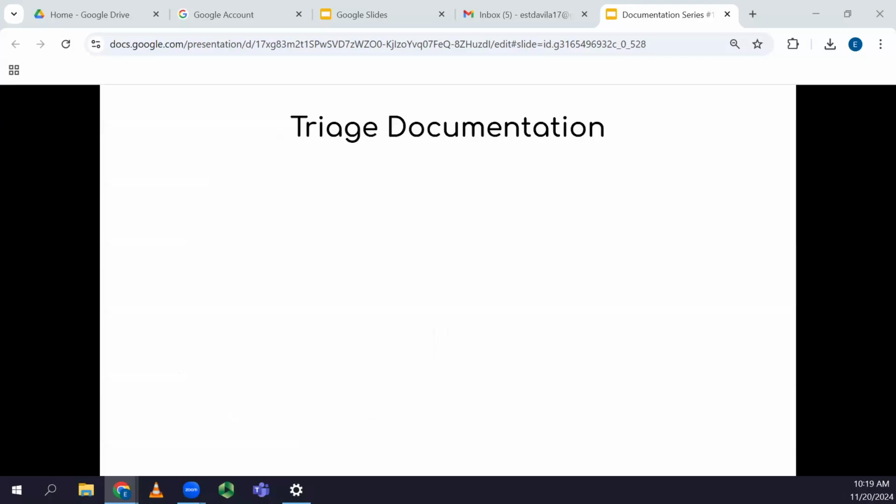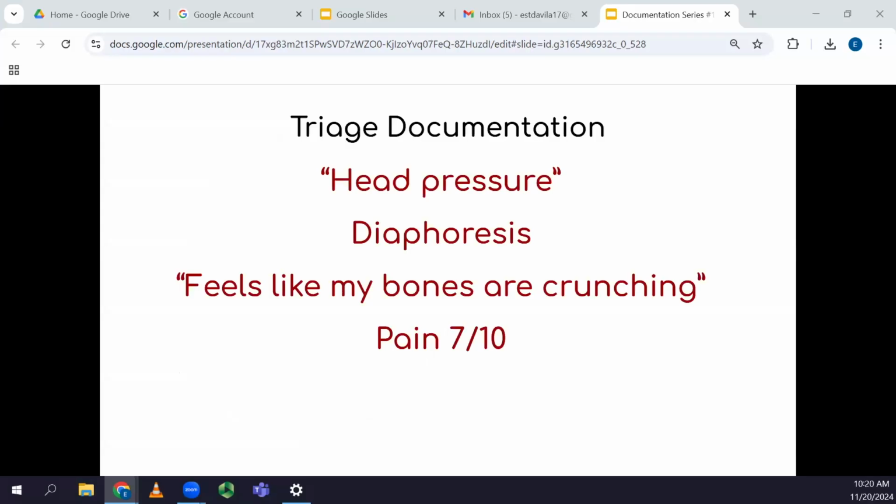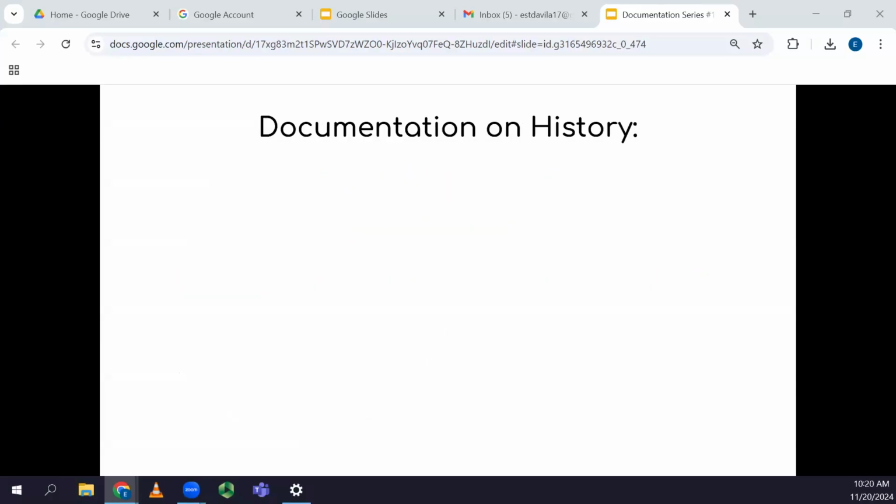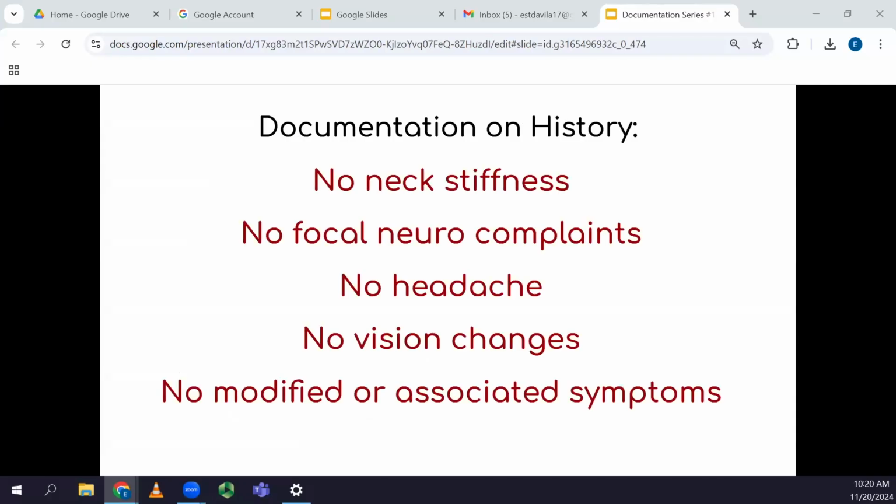So the triage nurse documents there was head pressure, diaphoresis, and also records that he said, "feels like my bones are crunching," and the pain is 7 out of 10. And then the ED physician confirms there's an absence of neck stiffness, there's no neurologic symptoms, no headache, vision changes, and no other complaints or modifying factors, associated symptoms for this patient.